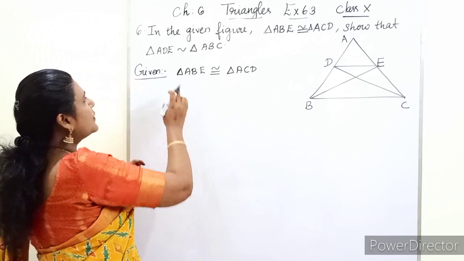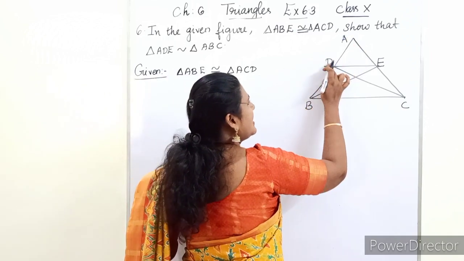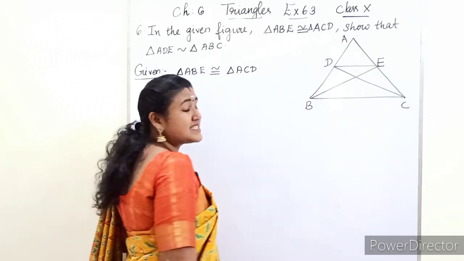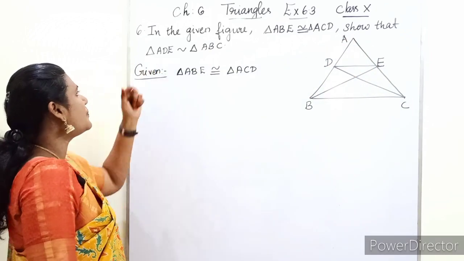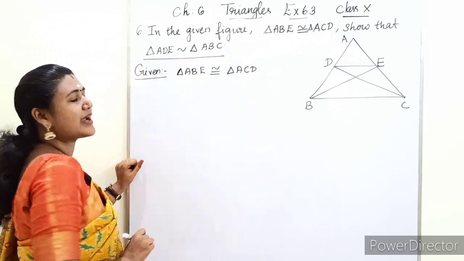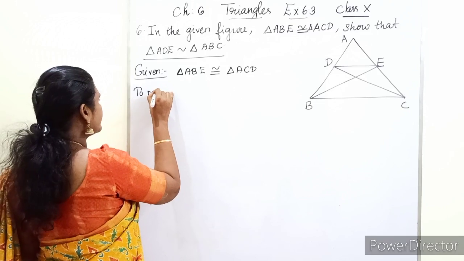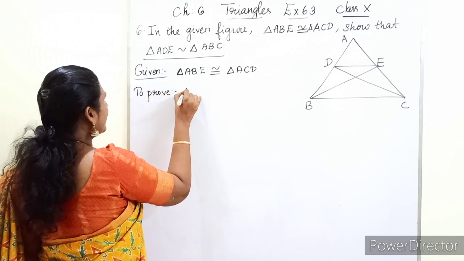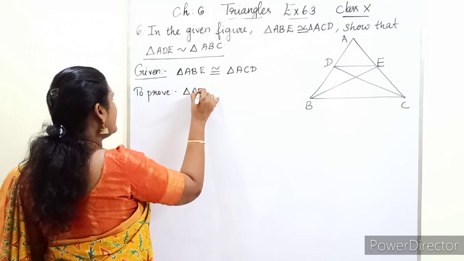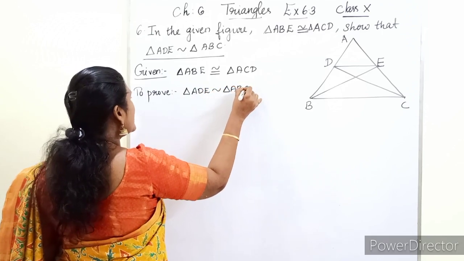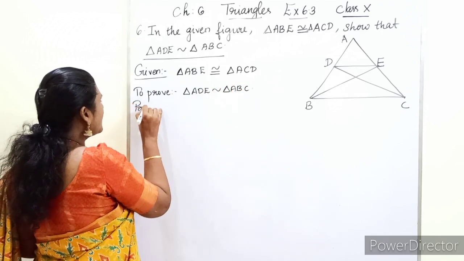We have to prove triangle ADE, this smaller triangle, and the full triangle ABC are similar. So we have to prove this condition, these 2 triangles are similar. So to prove triangle ADE similar to triangle ABC, first we'll see how to prove this.